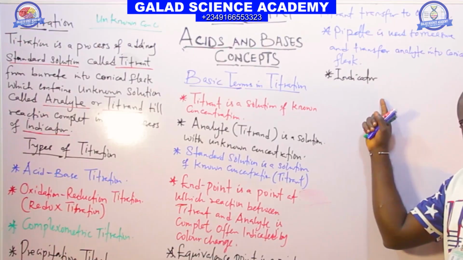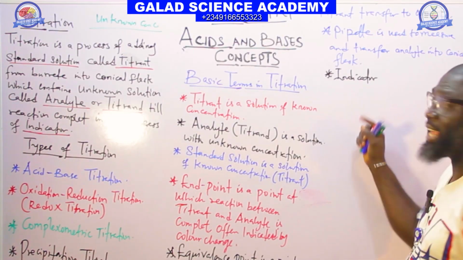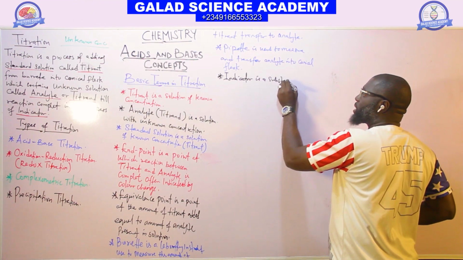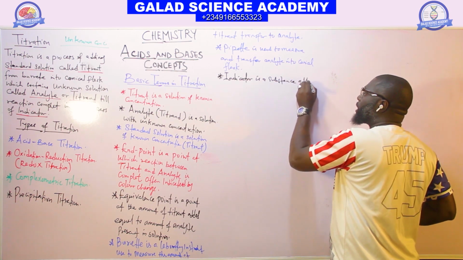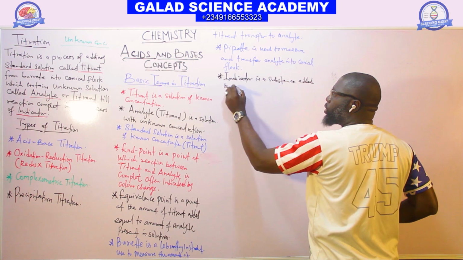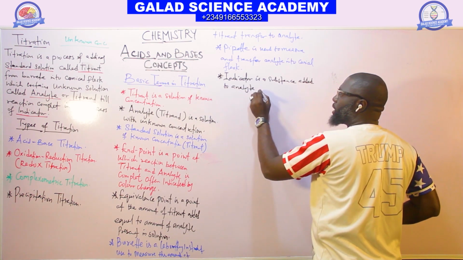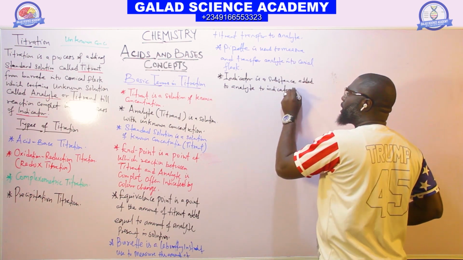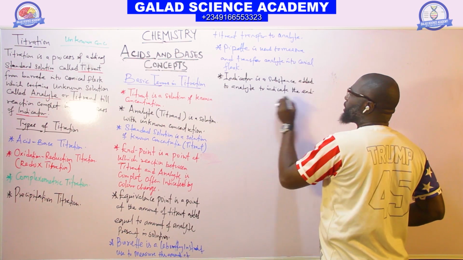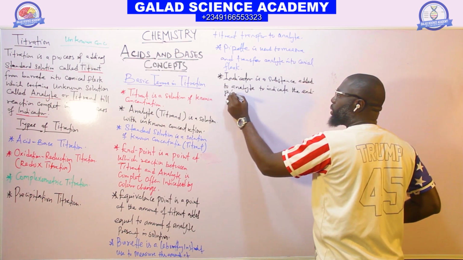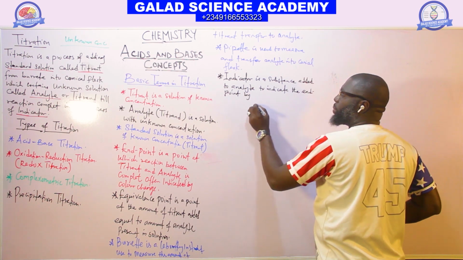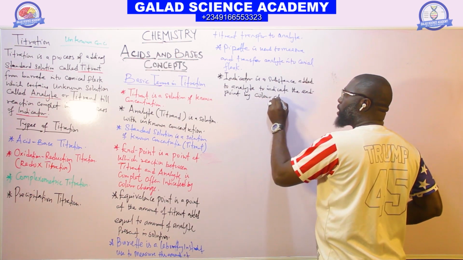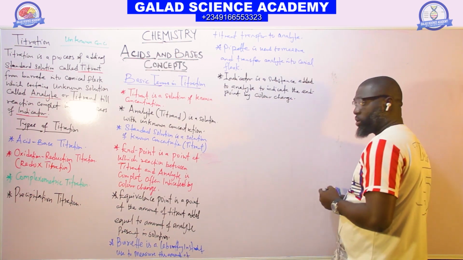An indicator is a substance or organic dye added to the analyte to indicate the end point by color change.